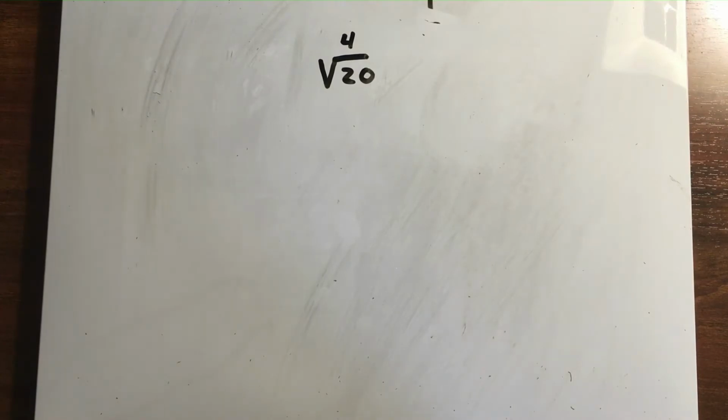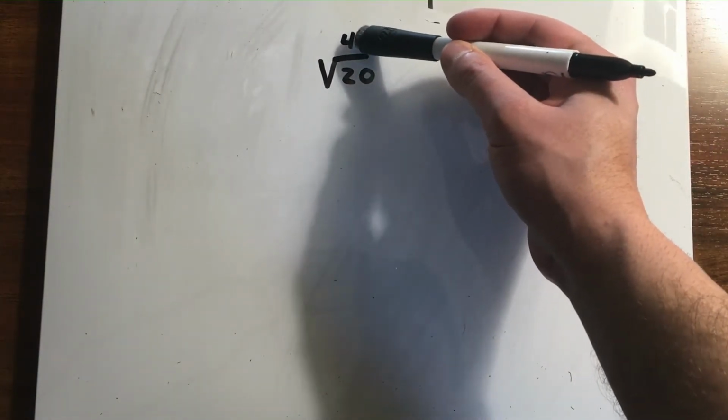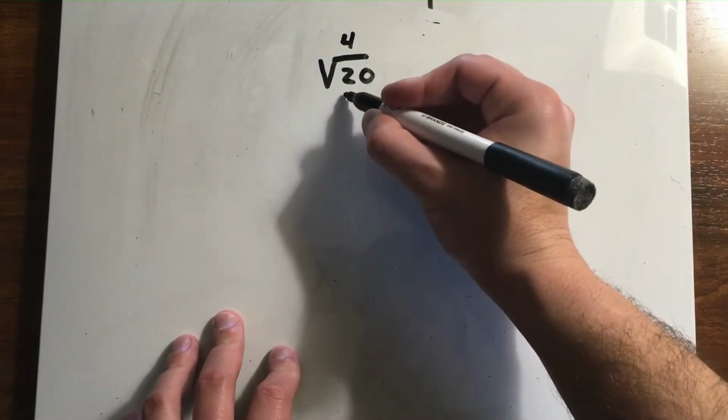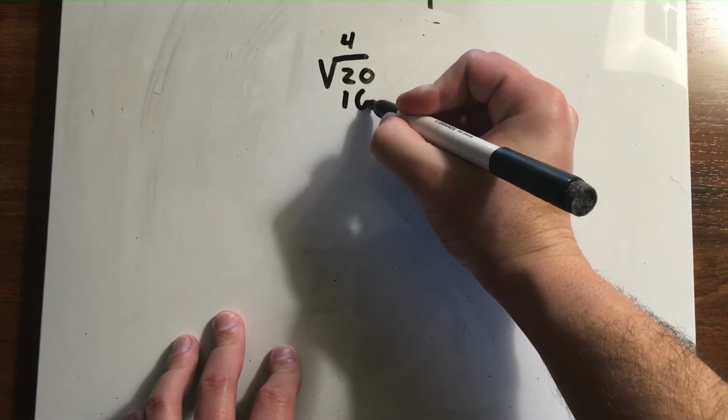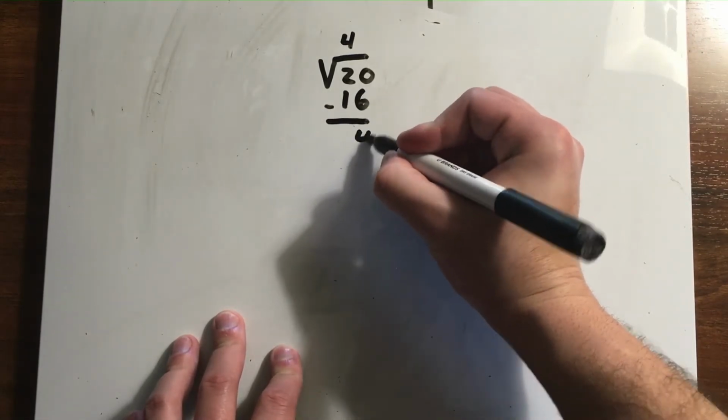Now you want to square whatever number you put up here. In this case, 4 squared is 16. And you want to put that 16 down here. And we're going to subtract. And we're going to get 4.